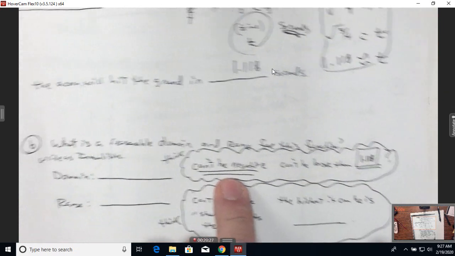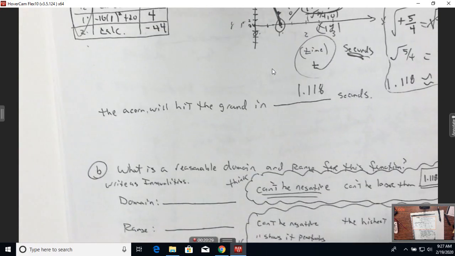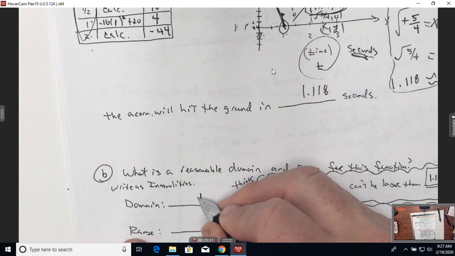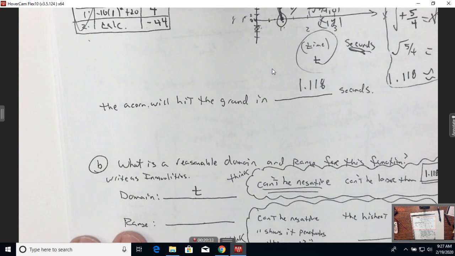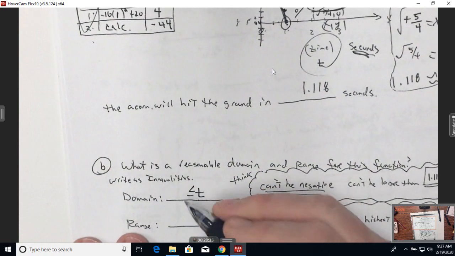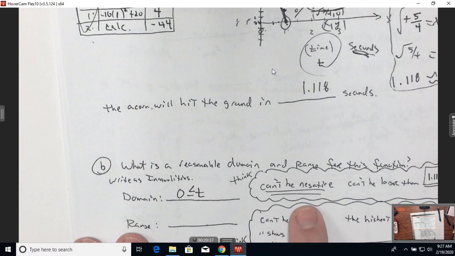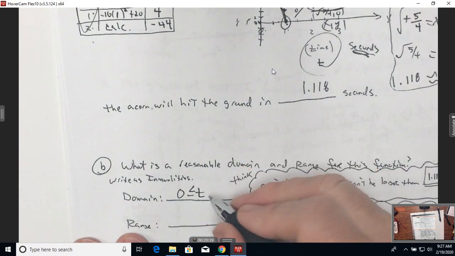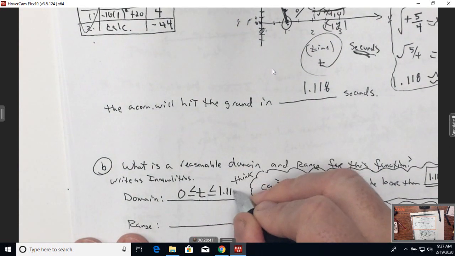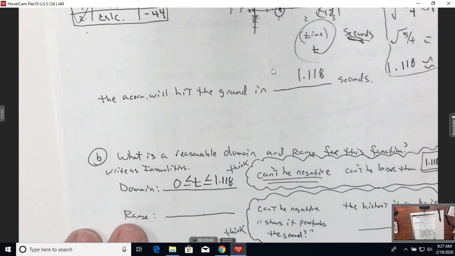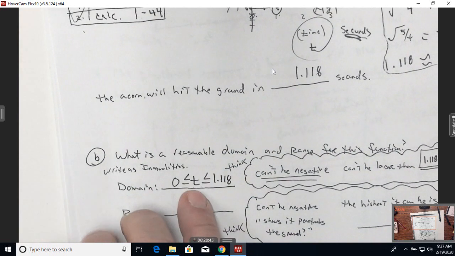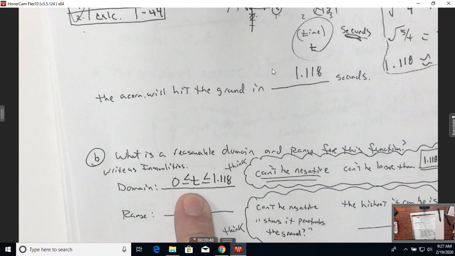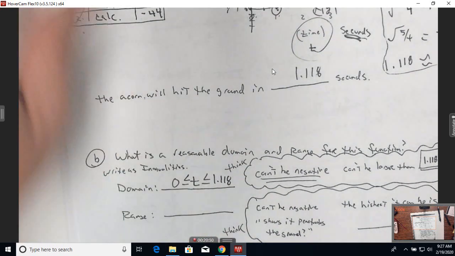And it can't be negative, so what are the x's on this graph that make sense? Or what is the time that makes sense? My time should be greater than or equal to 0 if it can't be negative, and it cannot be any larger than 1.118. You understand? Any questions about that? So it's like this also.